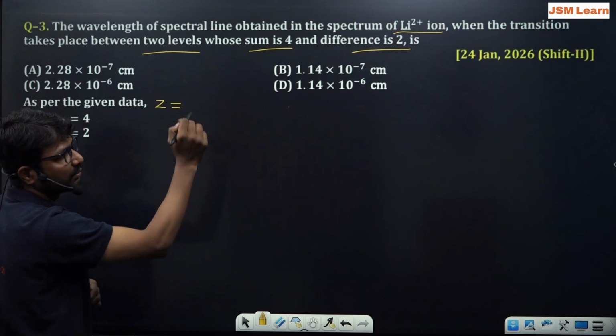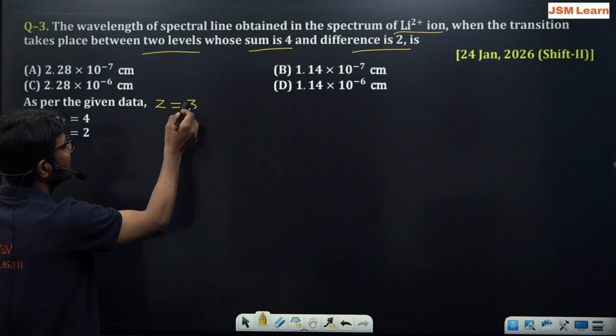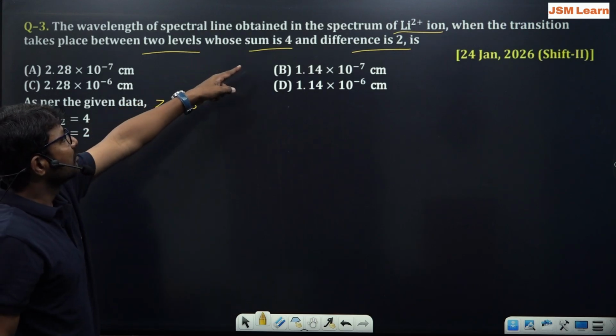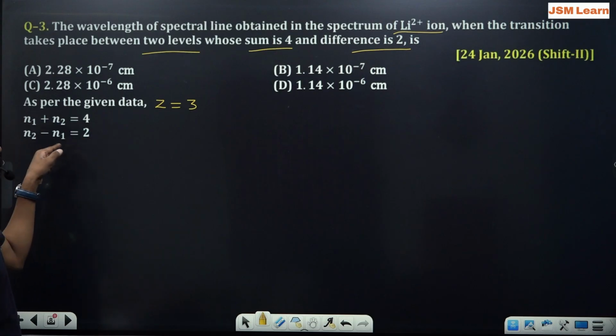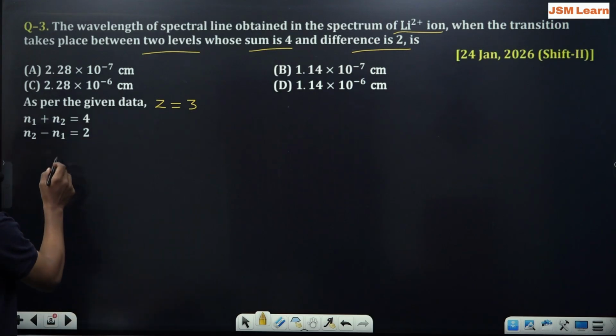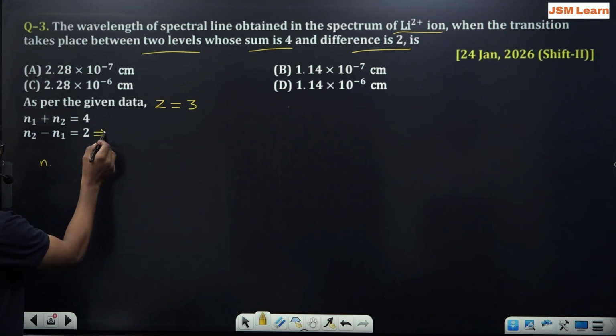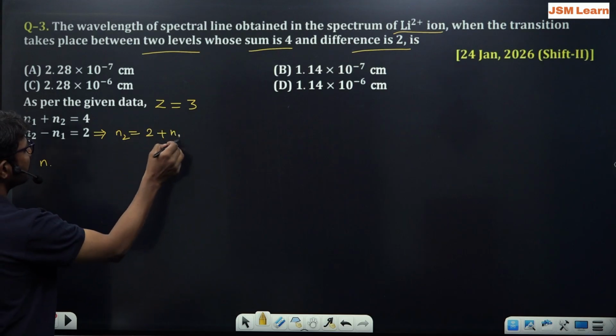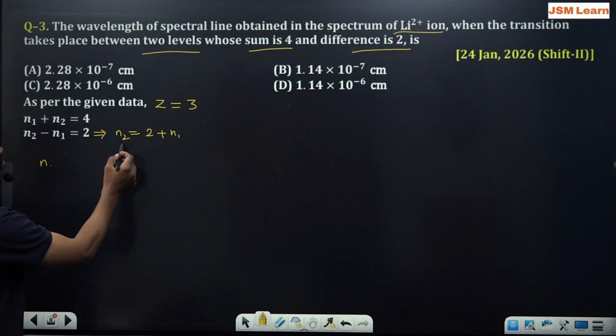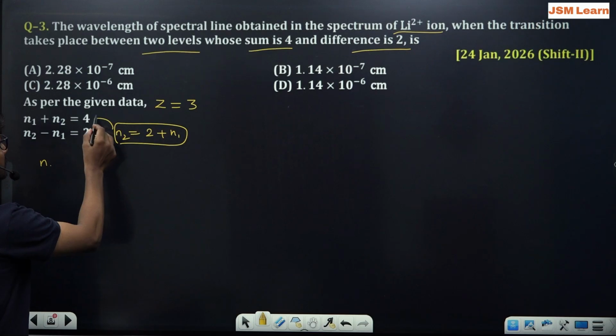Lithium plus 2 means, as per the given data, we can write Z value, atomic number of lithium, is 3. Next, their sum is 4, means N1 plus N2 is 4, and the difference, N2 minus N1, they have given as 2. Now on solving this, from this I am writing the value of N2 as 2 plus N1. Okay, this value I am substituting into this equation.